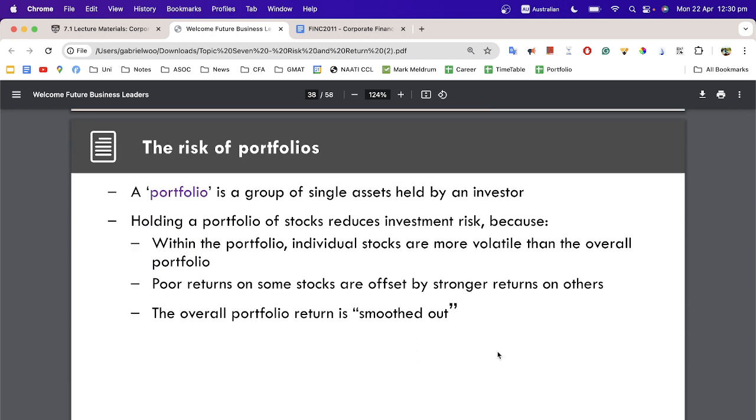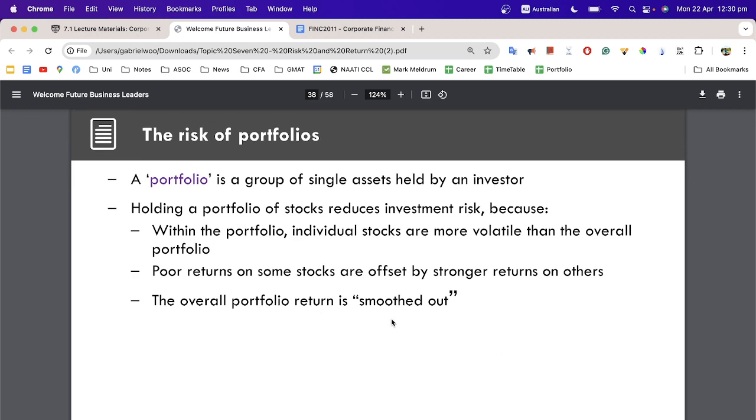So the risk of a portfolio is a group of single assets. So by definition, portfolios have to encompass more than one, so 2 or more individual underlying assets held by an investor. Holding a portfolio of stocks reduces investment risk because you can diversify away the volatility. So within a portfolio, individual stocks are more volatile than the overall portfolio. Poor returns on some stocks are offset by stronger returns on others. So therefore, the investment portfolio returns is smoothed out.